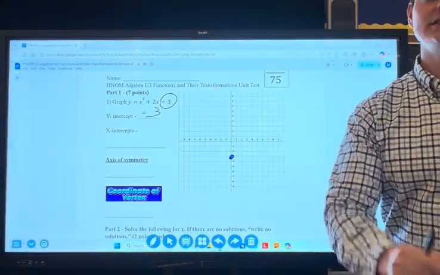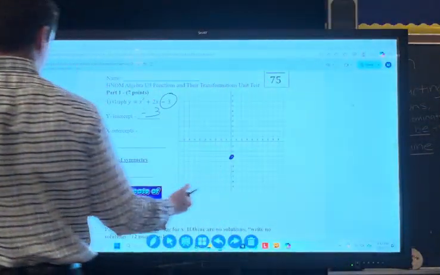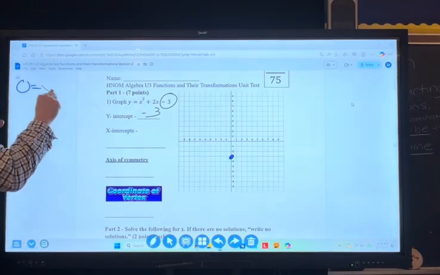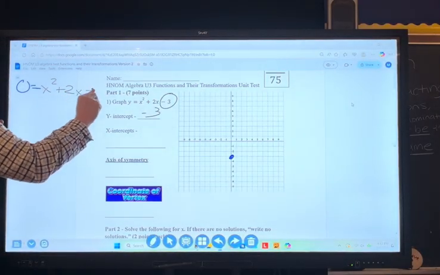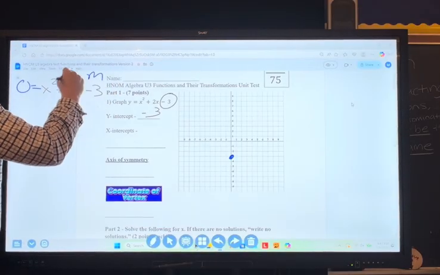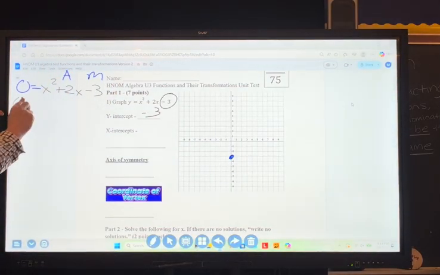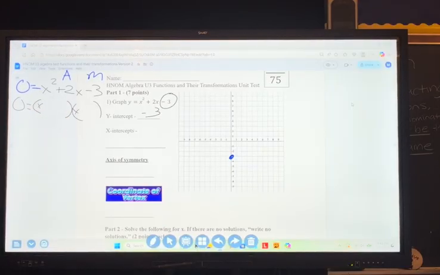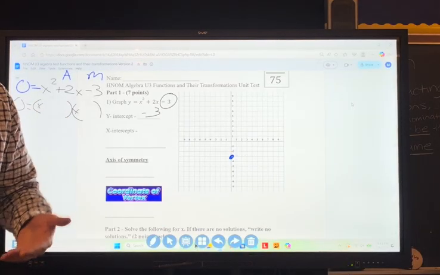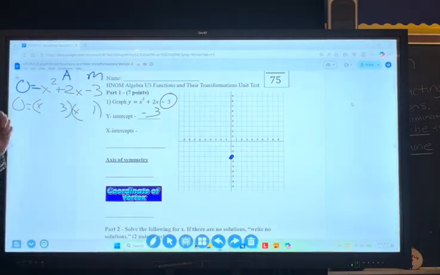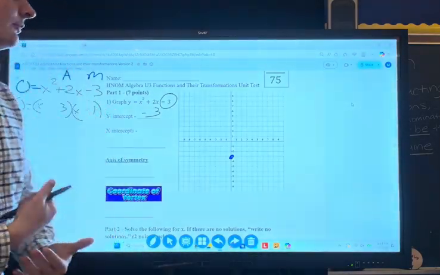To find the x-intercepts, I have to factor. To factor this, I set it equal to 0, x squared plus 2x minus 3. Now I need two numbers that multiply to -3, but add to 2. So that's going to be x and x to start here. And what two numbers multiply to 3? Well, that's only going to be 3 and 1, because the only numbers that multiply to 3 are 3 and 1.